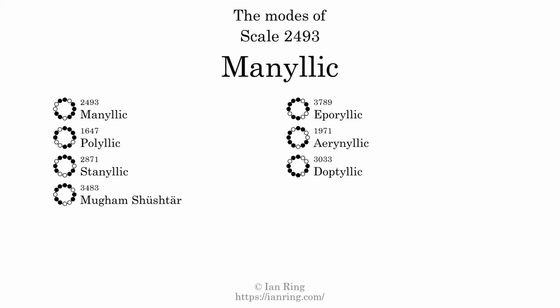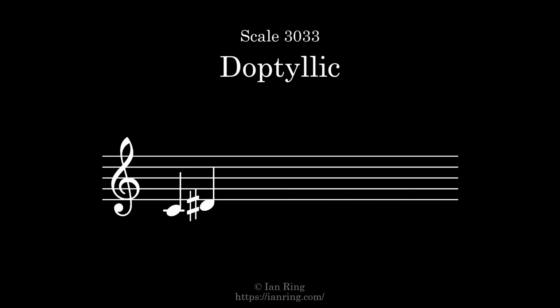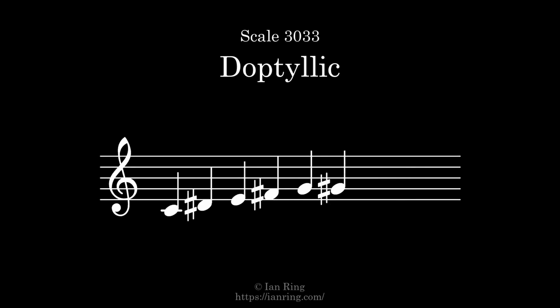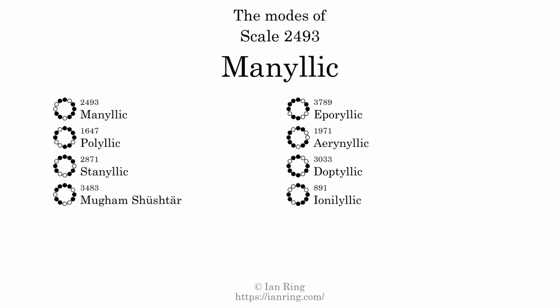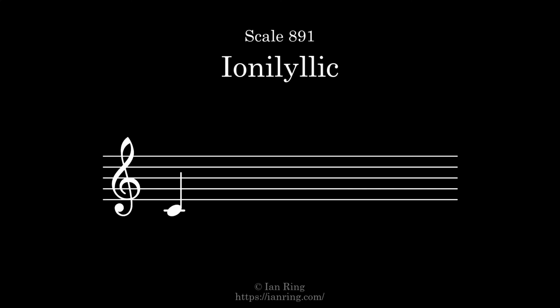The seventh mode is scale 3033, also known as Doptilic. It sounds like this. The eighth and last mode is scale 891, also known as Manyllic. It sounds like this.